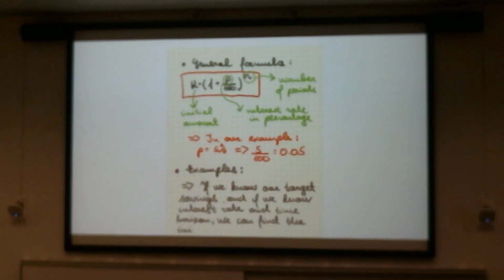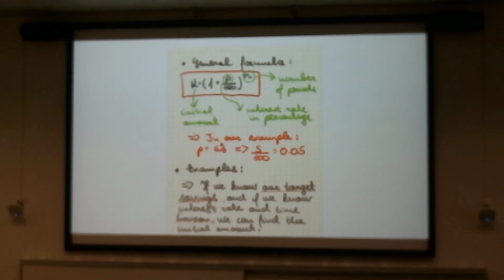So if I know the time horizon that I'm looking at, I know the interest rate, and I know what I want to have in the future, I can figure out what I need to put in the bank. We can find the initial amount, like this. Right, so I need a couple of things to do that. I know my target savings, I know the interest rate, and I know the time horizon. So these three components, I know. So by using this formula, we can simply solve for it.